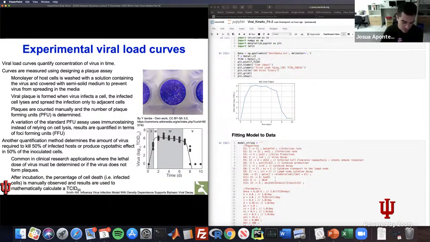So where do these experimental curves come from? There's multiple ways of quantifying viral load curves. But in general, what you want to compare your model to is a viral load curve that specifies the amount of virus as a function of time, right?